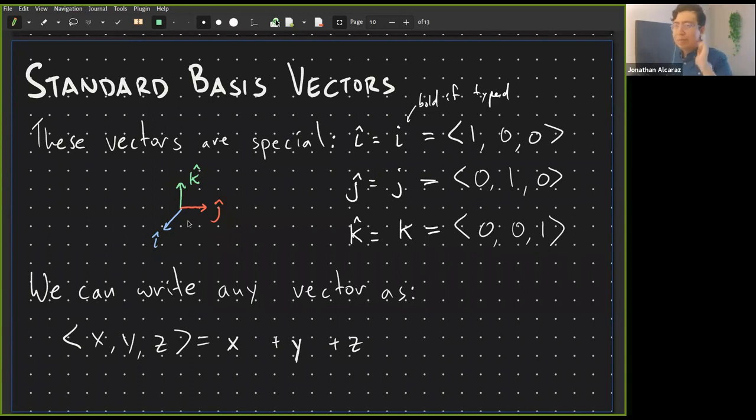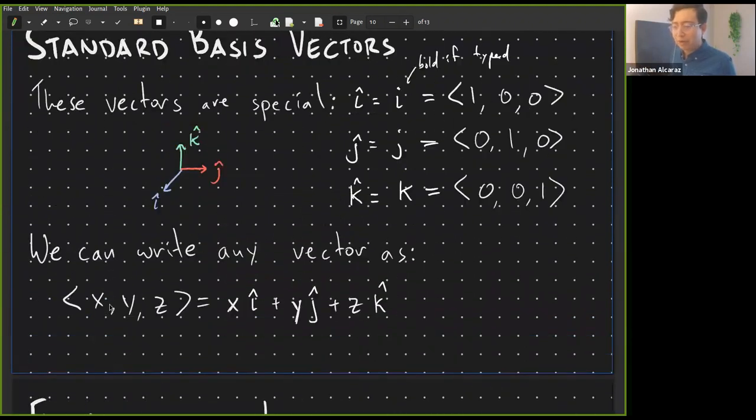And what it means to be a basis is that we can write any vector like this, any X, Y, Z, you can write it as X times I, Y times J, and Z times K. Now remember, the confusing thing here is I, J, K are vectors, X, Y, Z are numbers or scalars, right? So what we're doing here is scalar multiplication, and that gives you these three vectors, and you add them together, and it gives you this.